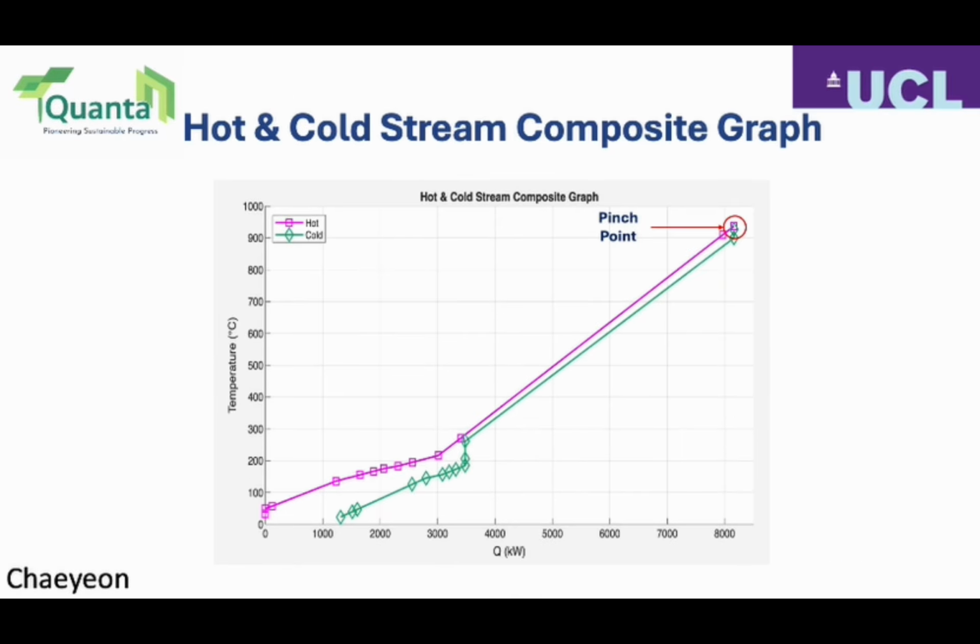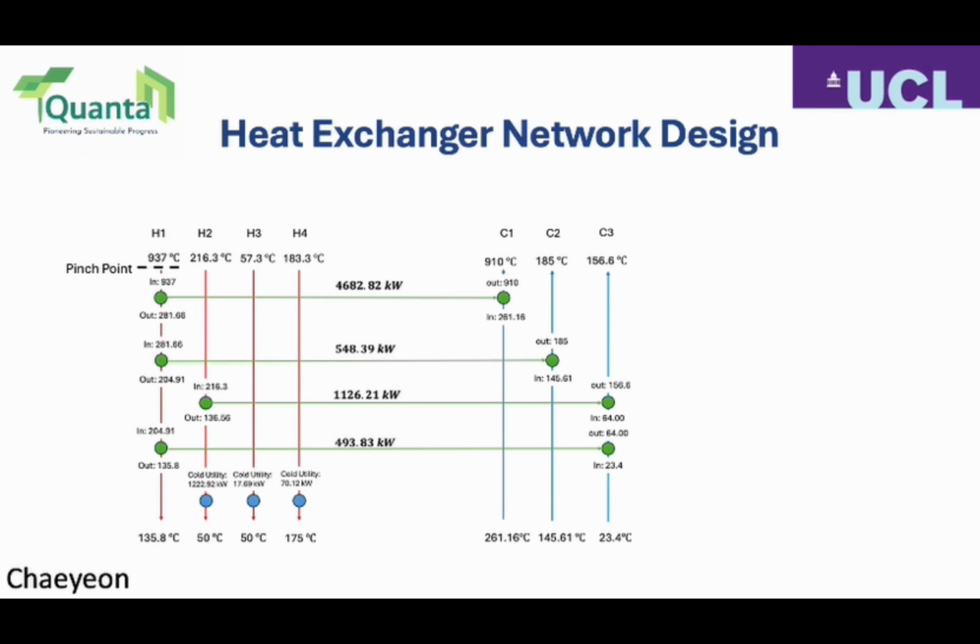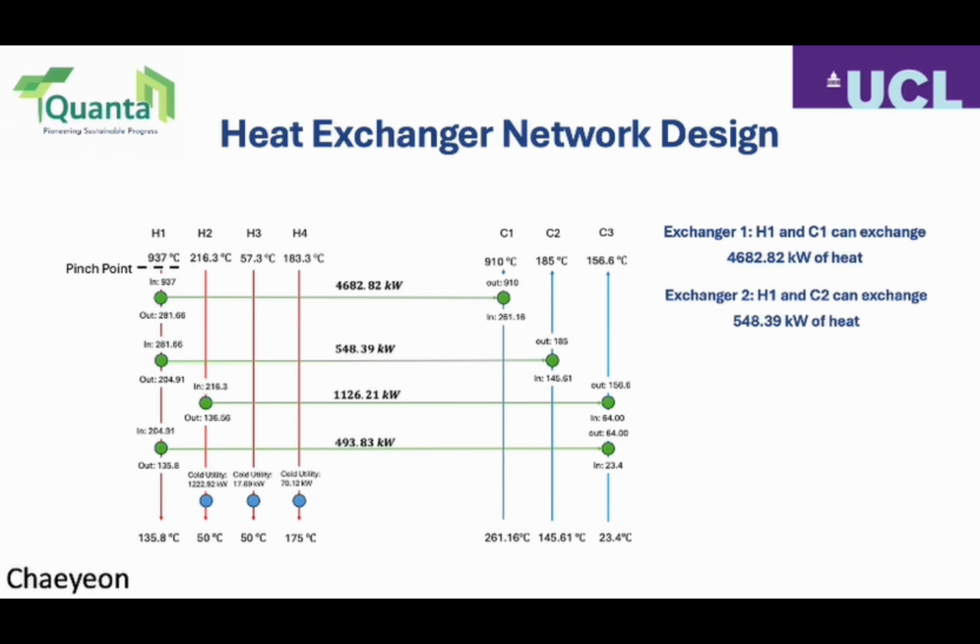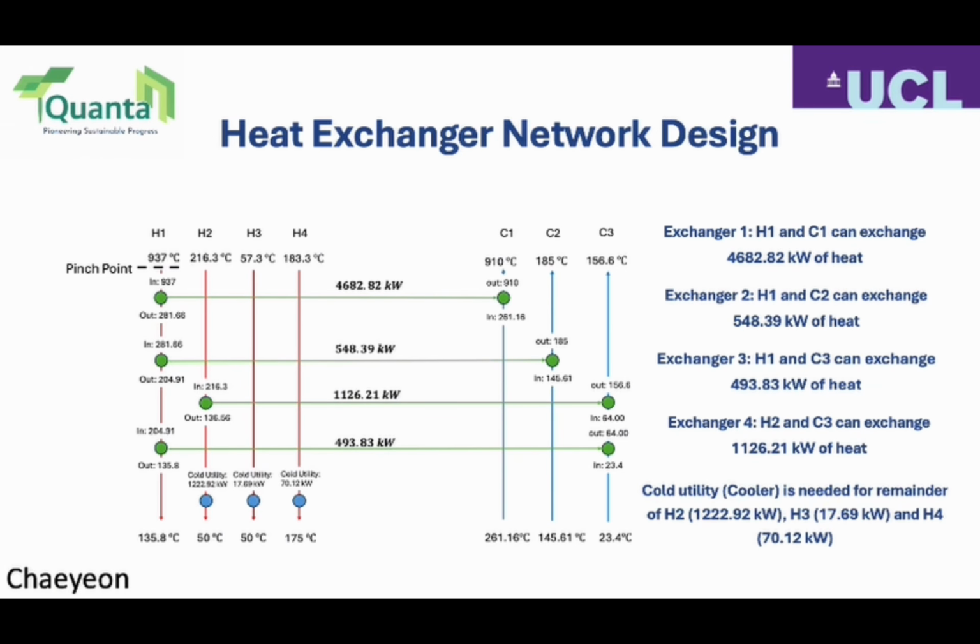Also, from the composite graph, we can check the pinch point again. For the onshore process, we need 4 heat exchangers and 3 coolers for the remainder of the hot stream.